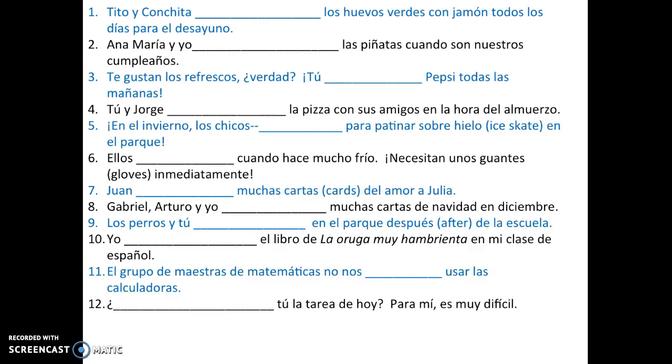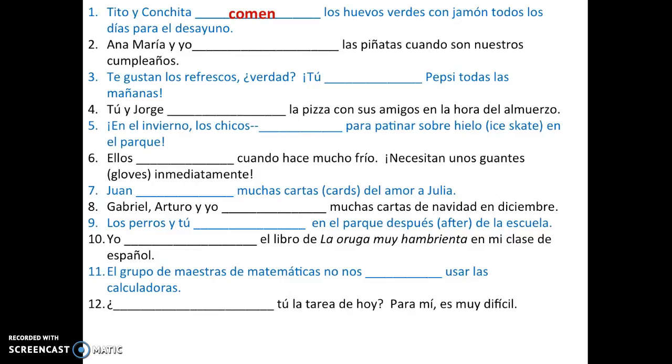So now I can apply the conjugation of ER and IR verbs to some sentences. In number one, Tito y Conchita, both of them are doing something with huevos verdes con jamón. Huevos verdes, green eggs con jamón, with ham, green eggs with ham. What are they doing? Well, I'm going to guess that they are eating green eggs with ham every day. And so if I use the ellos form of the verb comer, I end up with comen.